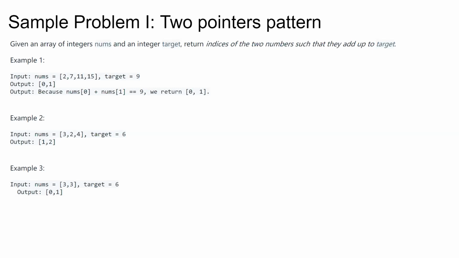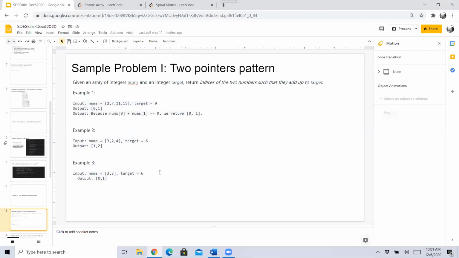It will be n square. Why will it be n square? No, it won't be, right? The array, it should not be. Is the array sorted? No.